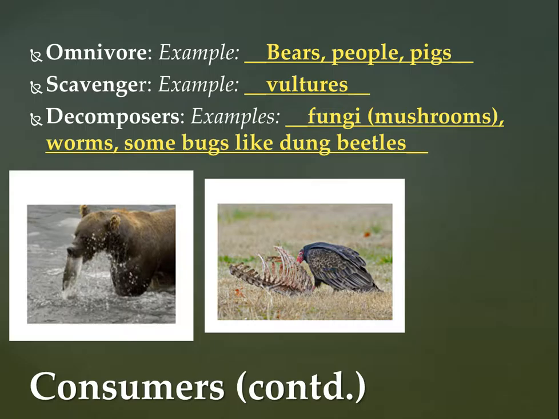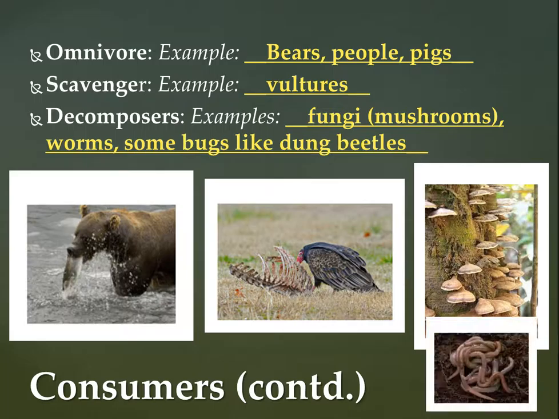Decomposers are things like fungi, mushrooms, worms, and some bugs like dung beetles. We tend to think of these type of consumers, these decomposers, as being really, really nasty and unnecessary, but in fact, decomposers are so important. Decomposers break down dead and decaying organisms and return all the nutrients back to the natural environment. Without decomposers, our world would look like a giant trash heap because nothing would rot away, ever. Ew.